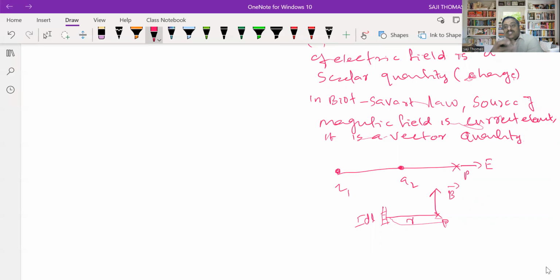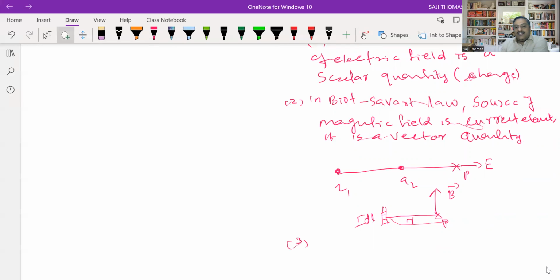Another difference: in Coulomb's law, there is no angle term. It is 1 by 4 pi epsilon 0, Q1 Q2 by r square only. But in the Biot-Savart law, mu 0 by 4 pi, I dl sin theta by r square, there is an angle dependence. So in Coulomb's law, there is no angle dependence.